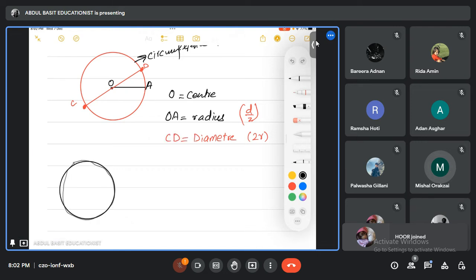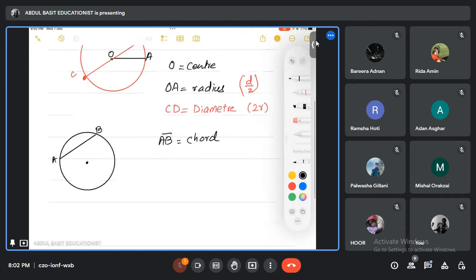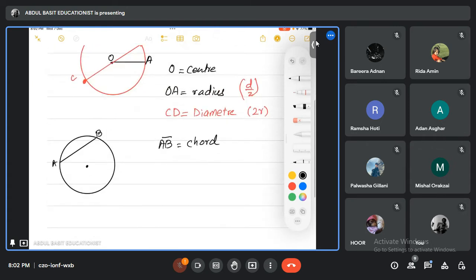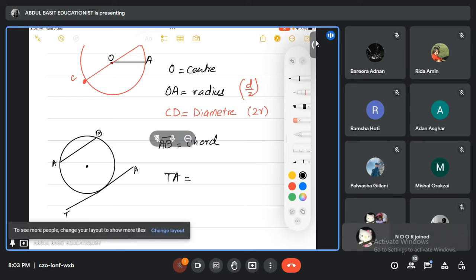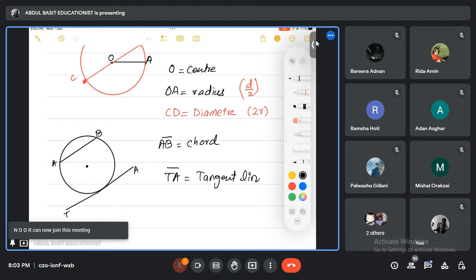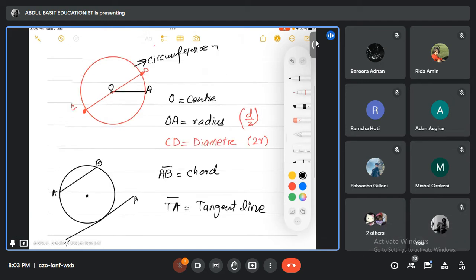Okay, so for example, it's a circle, and that's the center of the circle. And if a line is touching the circumference of the circle from 2 points inside, but not passing through the center, that line AB is known as the chord. And if a line is touching the circumference of the circle from the outside and passes, for example, T to A, that T to A line is known as the tangent line. Tangent line.